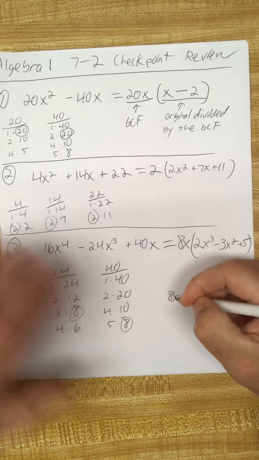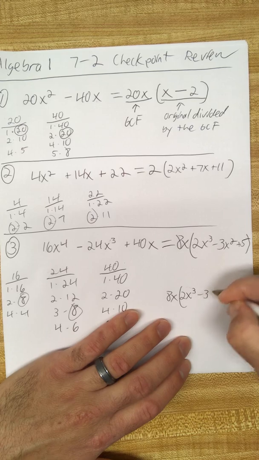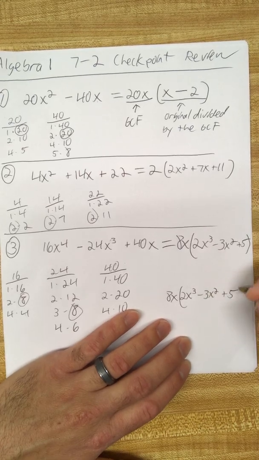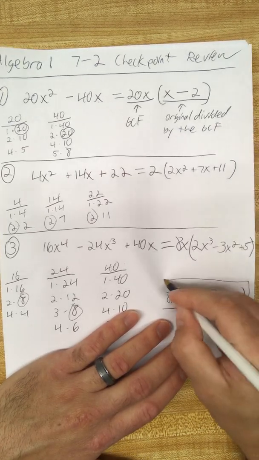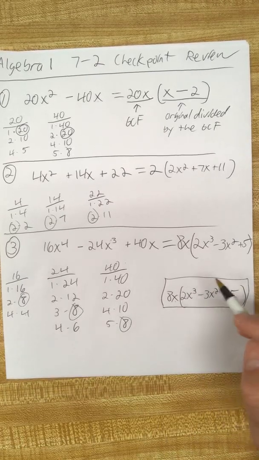So final answer, let me just rewrite it a little bit nicer here. 8x times (2x to the third minus 3x squared plus 5). Again, you need that x right there. All right, don't forget about that.